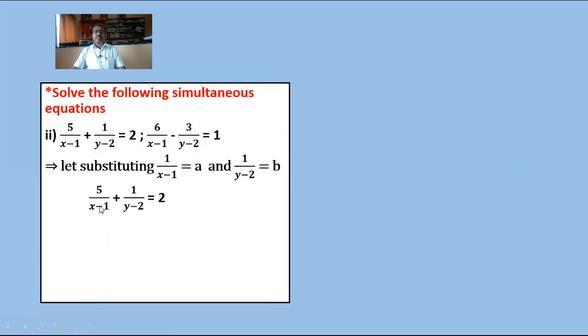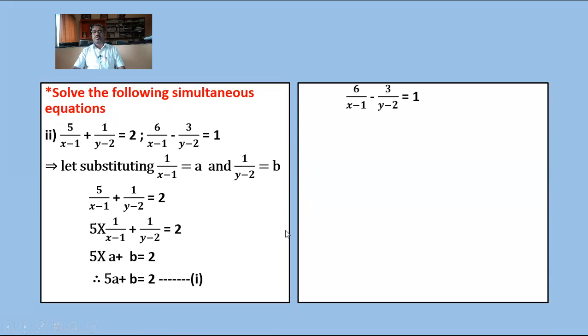Hence, given equation 5 upon x minus 1 plus 1 upon y minus 2 is equal to 2. We can write this equation as 5 multiplied by 1 upon x minus 1 plus 1 upon y minus 2 is equal to 2. Then we get 5a plus b is equal to 2. We get equation number 1.